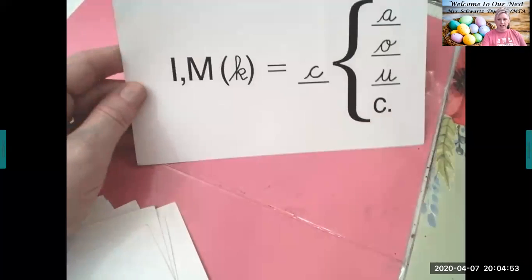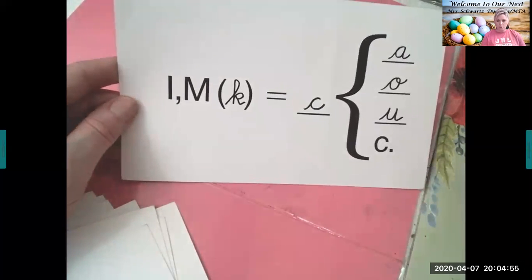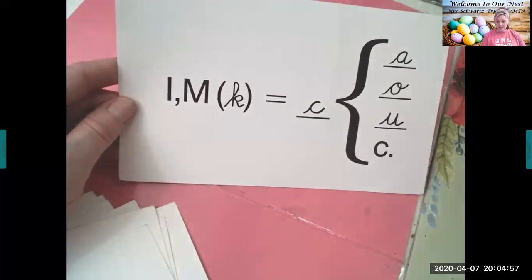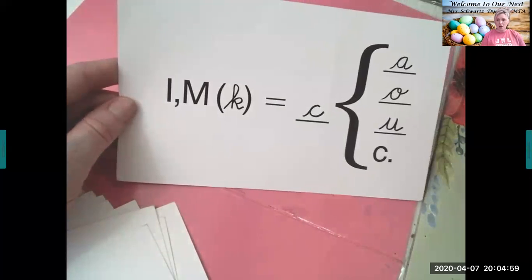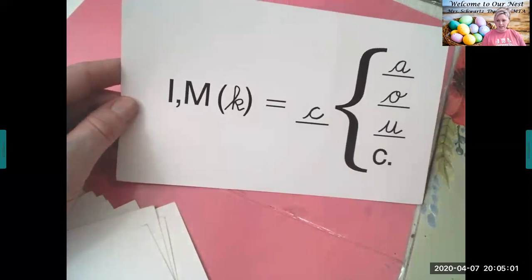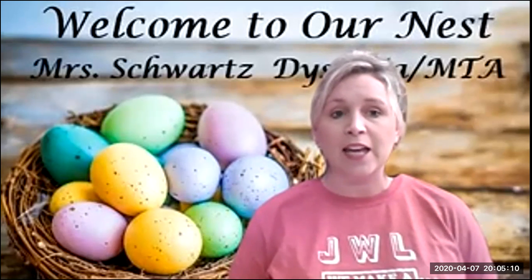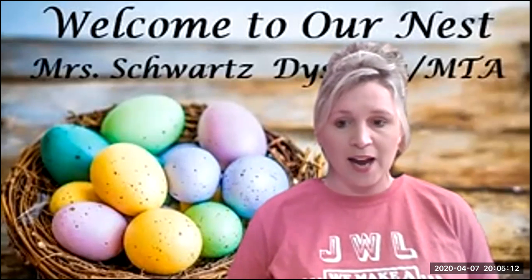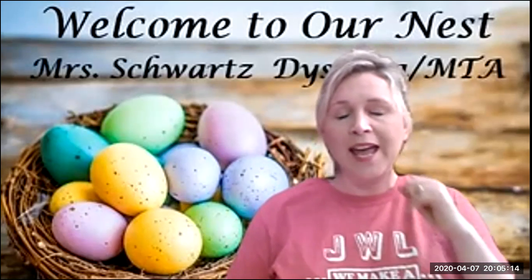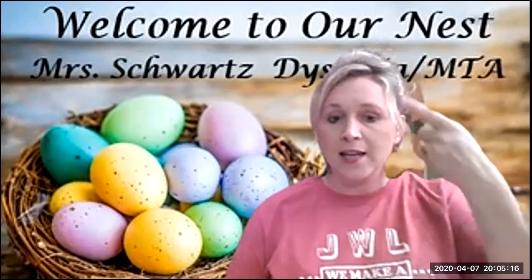And finally, last card, initial or medial k is spelled C before A, O, U, and any consonant. So remember, this will help you when you are spelling and reading. So keep practicing and watching the video and listening and looking.